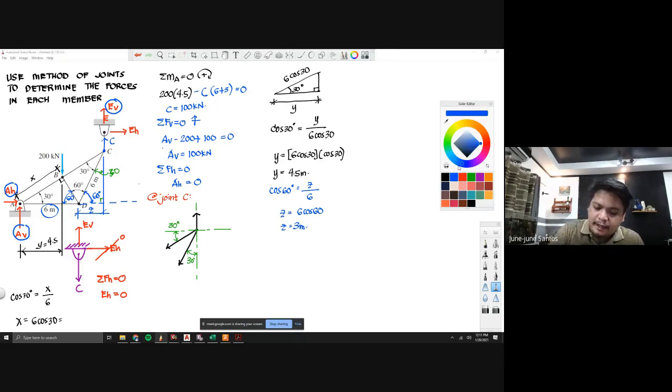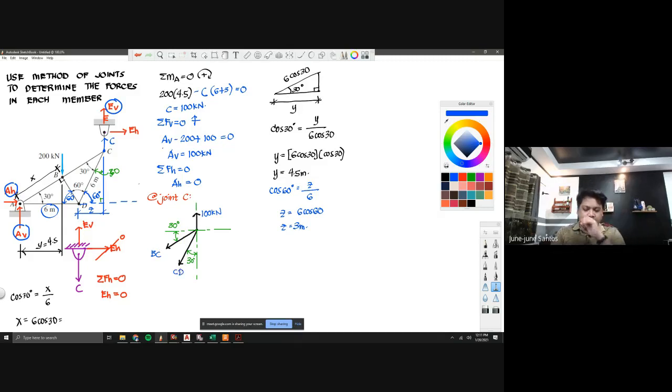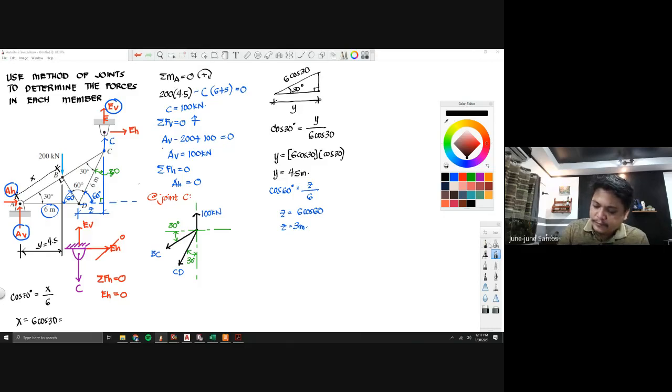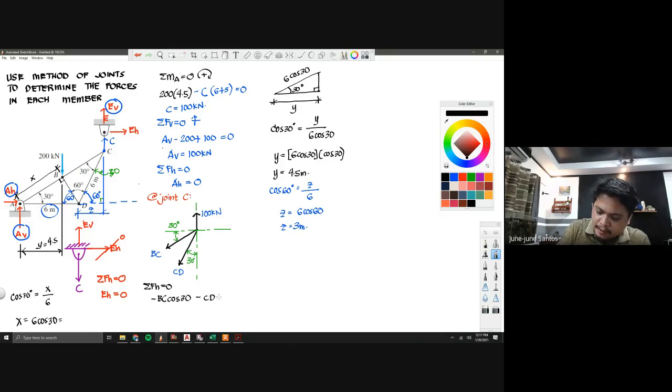Okay? And then our C, we said, is 100 kilonewton. And then this one, we'll call it BC. And this one, we call it CD. So, you only have two unknown members. So, you can now do summation forces horizontal and summation forces vertical. Let us start with horizontal, summation forces horizontal equal to 0. So, I will have negative BC cosine of 30 minus CD sine of 30 equal to 0.